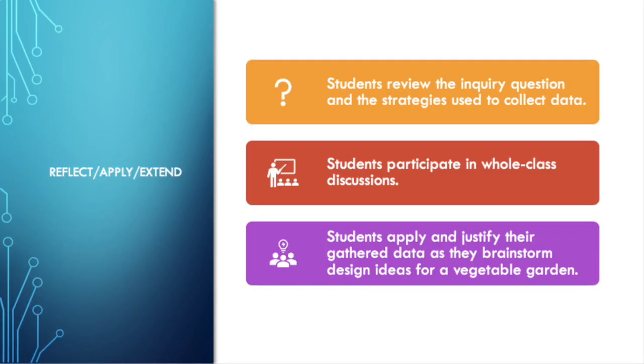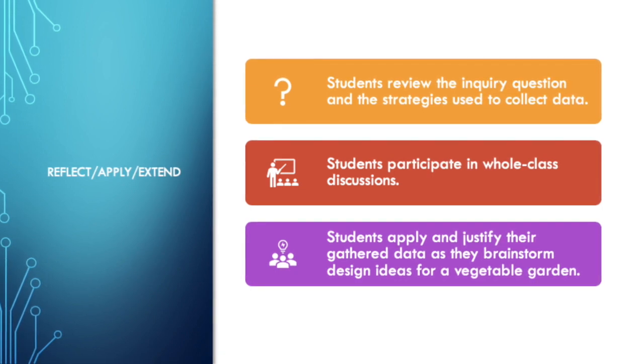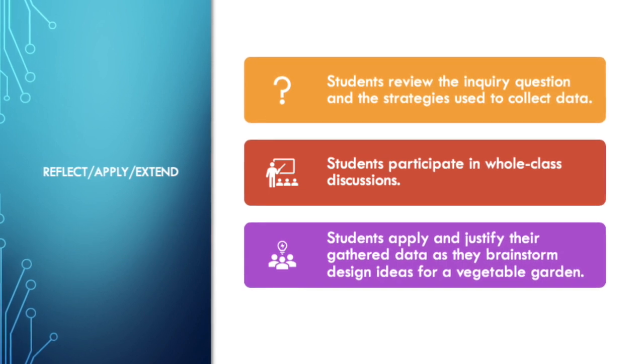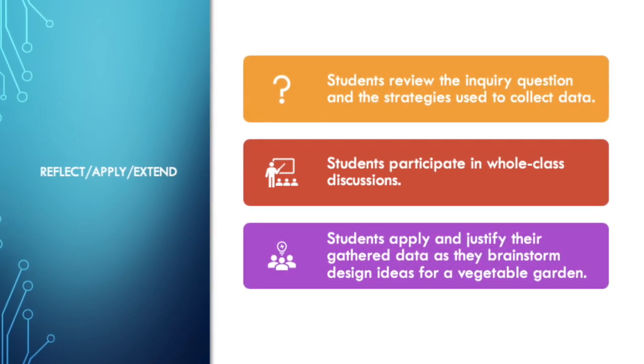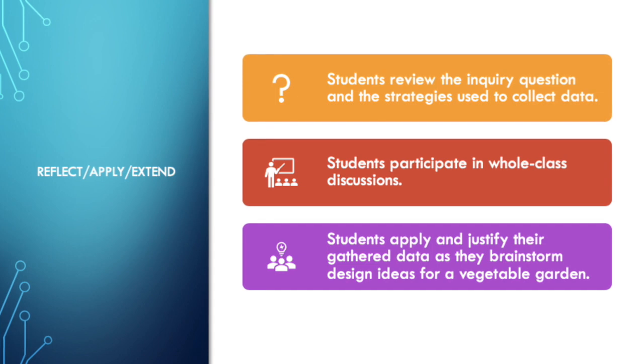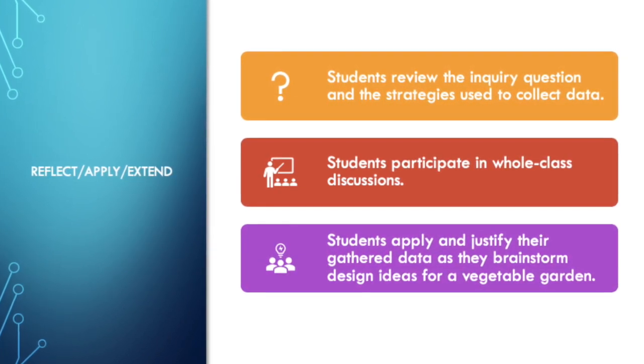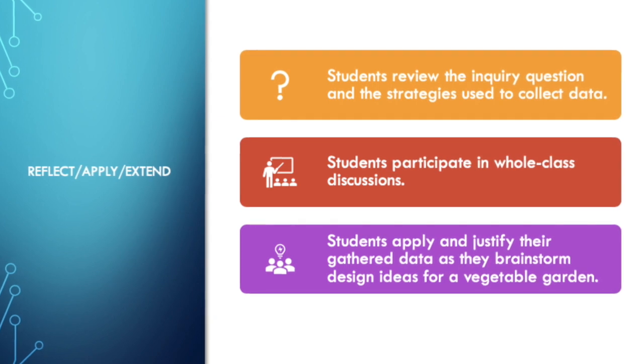The lesson will be concluded as students review the inquiry question and the processes they undertook to gather data in order to find appropriate solutions to the question. Students can reflect on the gathered data by participating in whole class discussions to share ideas on applying this information into the design of their vegetable gardens and justifying their reasoning.